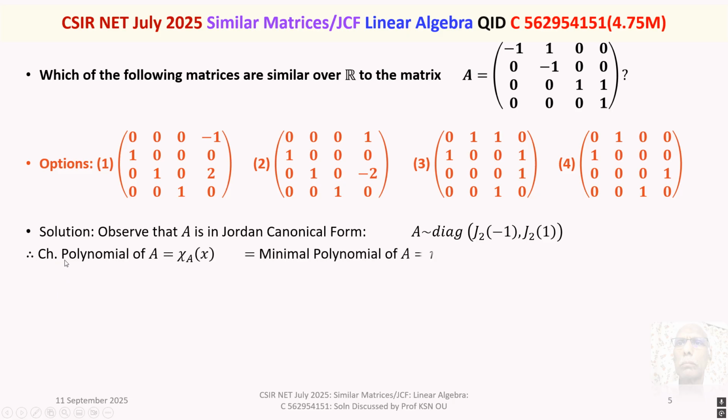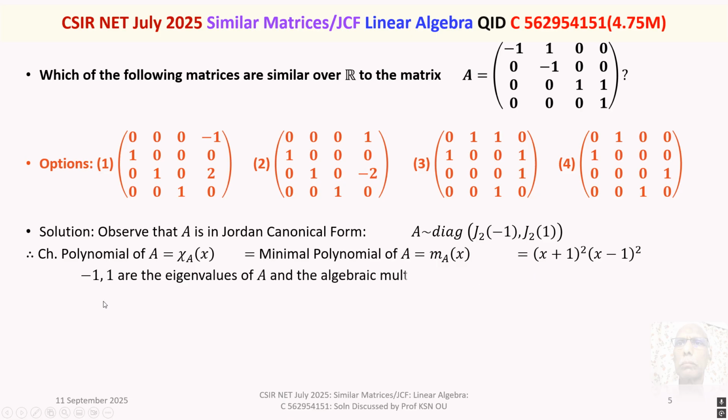Therefore, the characteristic polynomial of A, denoted by chi_A(x), is the same as the minimal polynomial of A, m_A(x), which is (x+1)^2 (x-1)^2. Right. By seeing the Jordan canonical form, we can write this characteristic polynomial and the minimal polynomial. This means 1, -1 are the eigenvalues of A, and the algebraic multiplicity of each of the eigenvalues is 2.